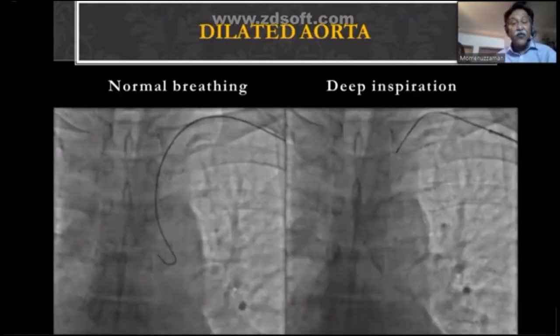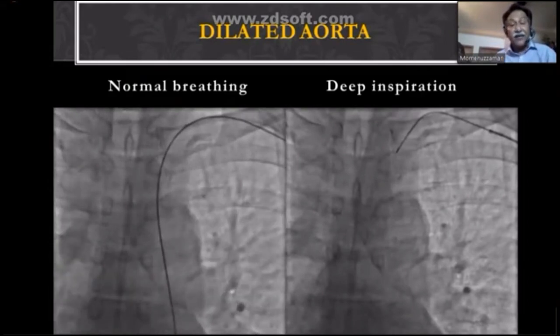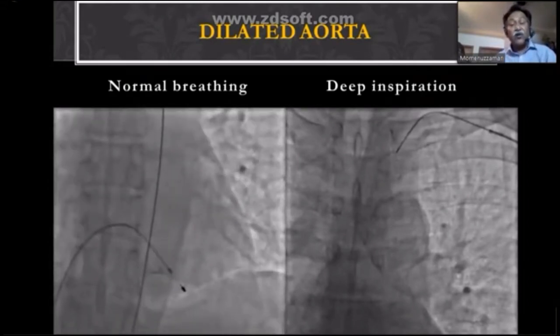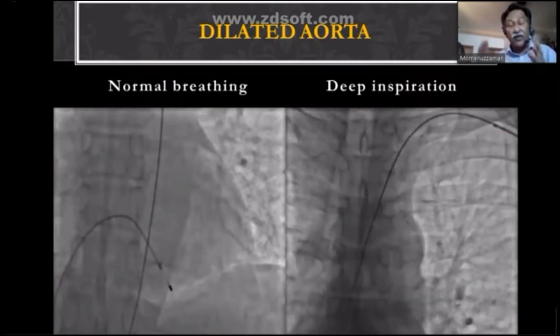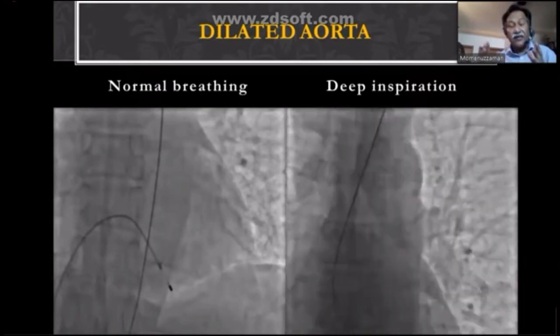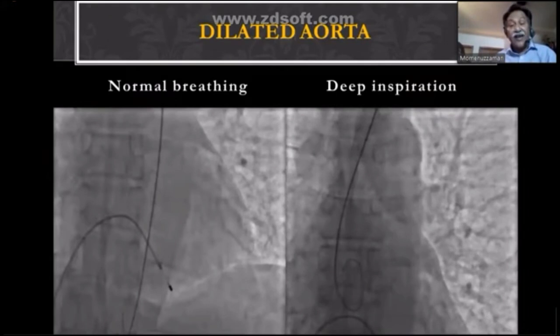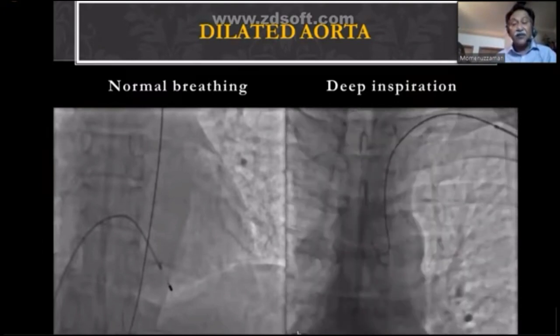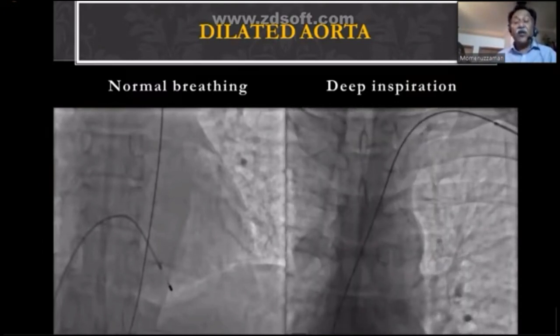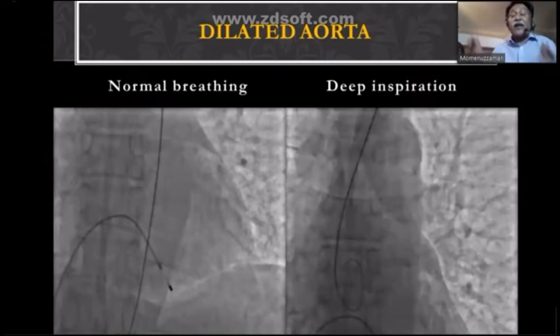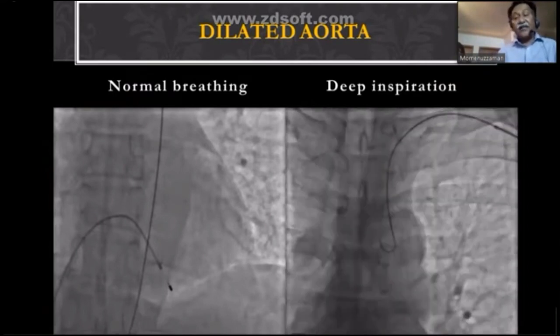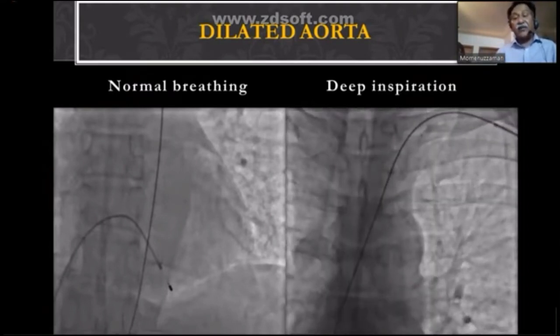Sometimes it happens if you approach from the left side, especially in an unfolded or aneurysmal ascending aorta dilatation. In that case, what you need to do is ask the patient to take a deep breath. Once a deep breath is taken, the aorta unfolds, or it will be a little bit folded, and the catheter and wire can cross from the descending aorta into the ascending aorta, and thereafter you can drag the catheter over the wire.